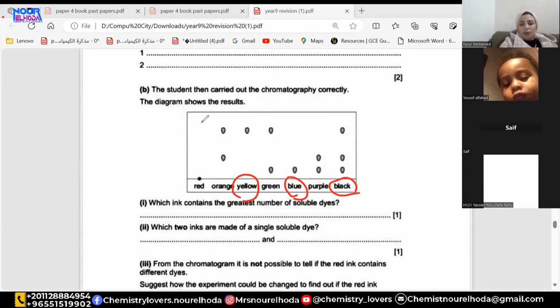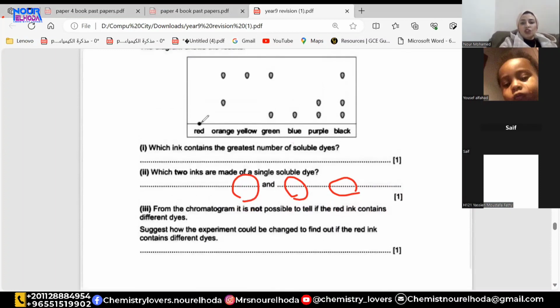Okay. Here he's saying, what should you do? Suggest what you can change to find out the red ink. The red already is insoluble. As you see here, the red was down and it was insoluble. So the only thing I can change is the solvent. Let's say the liquid was water, I will change the solvent. I will make it ethanol. I will change the solvent.